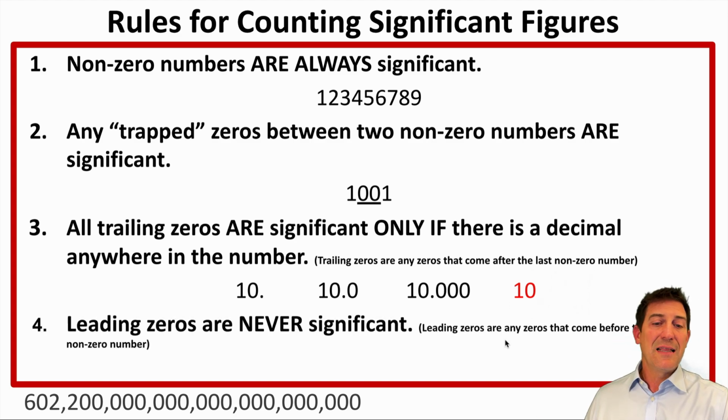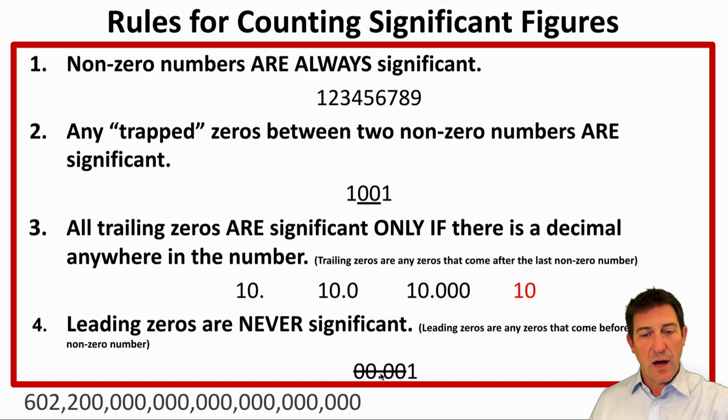The last rule, leading zeros are never significant no matter what. Leading zeros are any zeros that come before the first non-zero number. To give you an example, we would not cross those off. I have just put a line through them, or a strike through, to show that, wait, this is the first non-zero number. So all of these are placeholders. They're important. They're fine. We don't need to get rid of them. We're just not going to count them in significant figures. So here we go. This number has 1 significant figure.